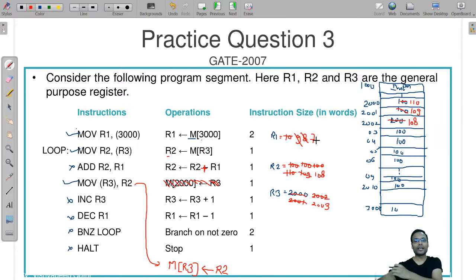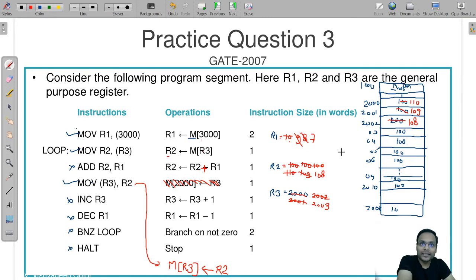When will R1 become 0? R1 will become 0 after 7 more times. That means, in total, how many times does the loop run? If R1 is initialized with 10, you will run for R1 = 10, 9, 8, 7, 6, 5, 4, 3, 2, 1. For R1 equals 0, will the loop run? No. For R1 equals 0 the loop will not run.